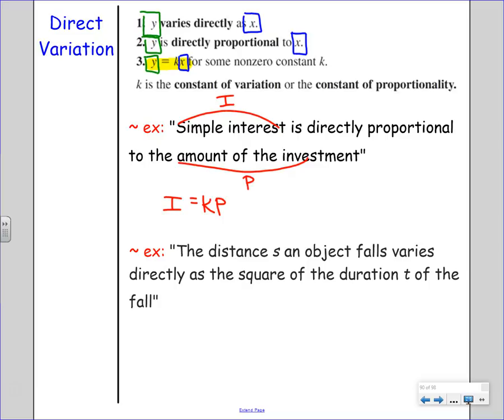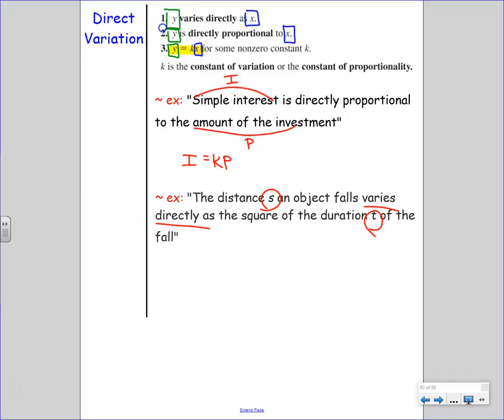You guys wrote all the words. What did they already tell us to use as the variables? Distance is S. Varies directly as, there's our hinge, we need that, as the square of the duration T of the fall. Now, if you were shortcutting it too much, what common mistake would someone make, what model would they write if they read it too fast? S equals KT. Hopefully they know directly proportional is K times. If they did S equals KT, they're almost right, but they left an important piece out.